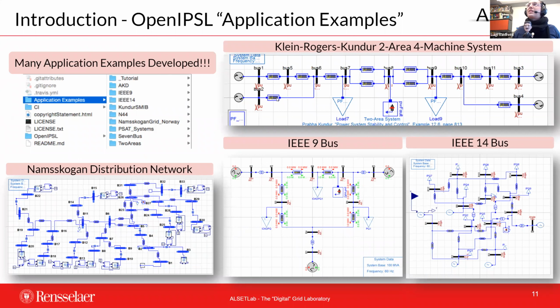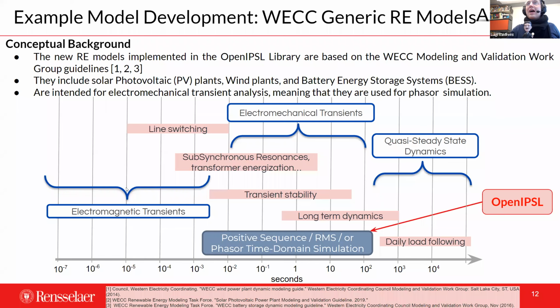There are textbook examples like the Klein-Rogers-Kundur two-area machine system, and IEEE test networks. This is a distribution network from Norway, so it's an actual network. And I will show you something more soon.